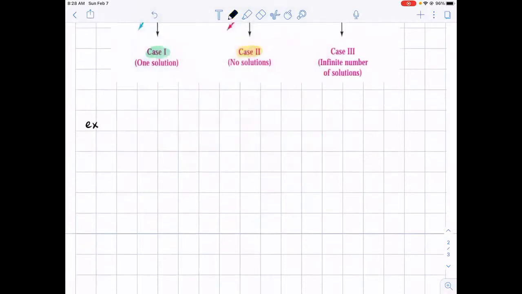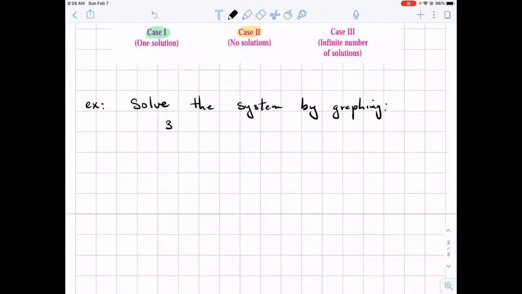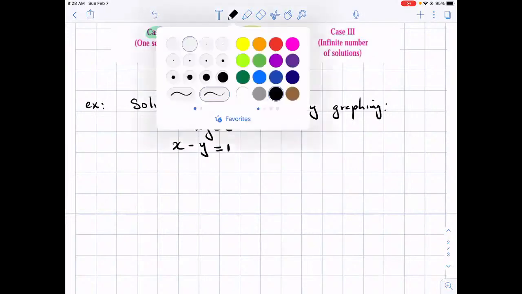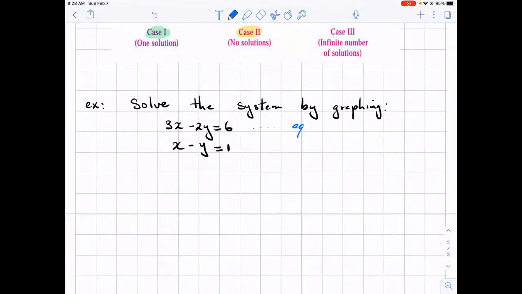So we've seen how to graph already, or you should be familiar with how to graph an equation. But although you are familiar with how to graph, we will do one or two examples to see which one of these cases applies. So let's jump straight into that. So, example, solve the system by graphing. The first equation we have is 3x minus 2y is equal to 6, and the second equation is x minus y is equal to 1. What I'm going to do, just so that we're on the same page, and I don't have to keep writing these equations over and over again, is call the first equation EQ1 and the second one EQ2.